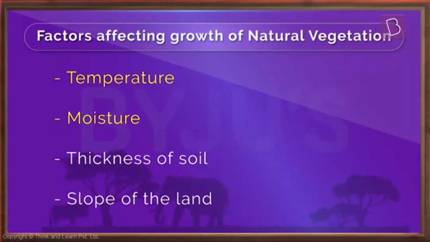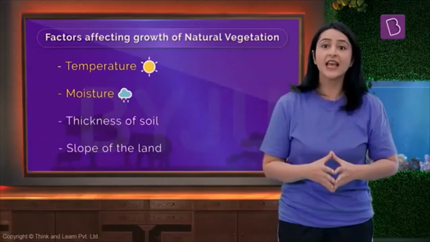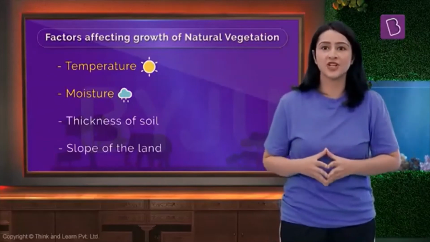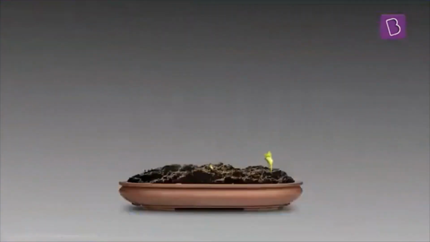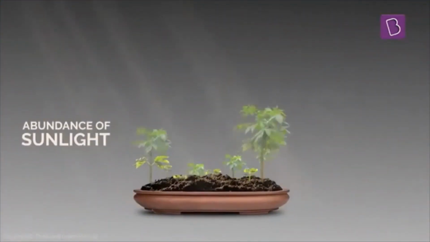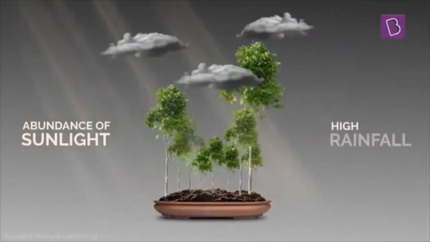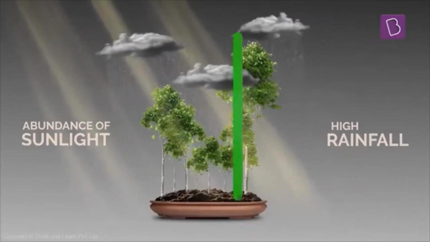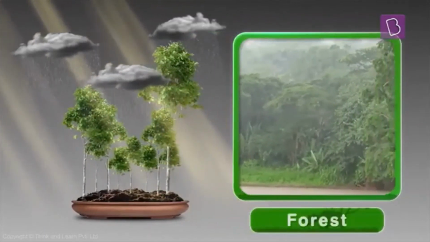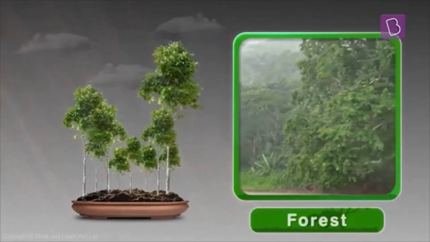The temperature is determined by the sunlight, and the moisture is determined by the rainfall. Together they define the type of natural vegetation that will grow in a particular area. In some areas, we get plenty of sunlight and a high amount of rainfall. So, a large number of trees grow there. Such areas are called forests.